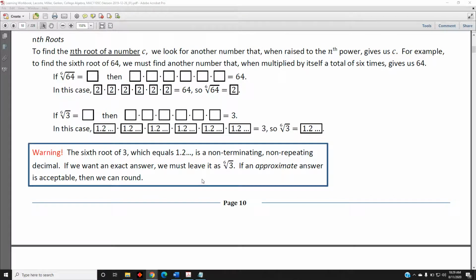The most important thing to pay attention to in this box is that if you round, your answer is approximate. If you do not round, then your answer is exact, and the only way you can write it is in radical form.